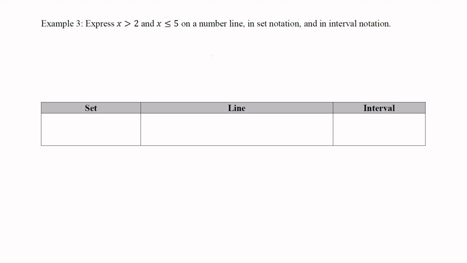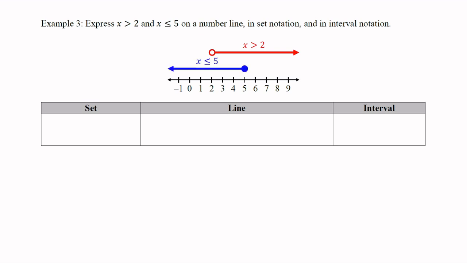In this example, we're going to express x is greater than 2 and x is less than or equal to 5 on a number line, in set notation, and in interval notation. So we're going to start with a number line that we're going to sketch out just so we can work with it a little bit. We're going to take our x is greater than 2 and shade that above the number line. And we'll take x is less than or equal to 5 and sketch that above the number line.